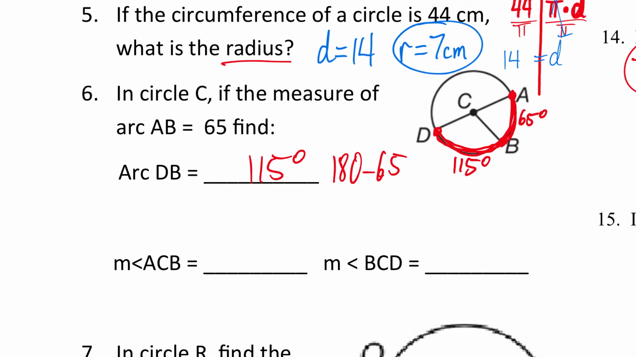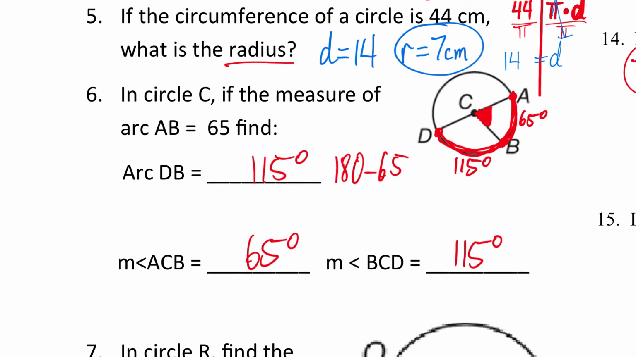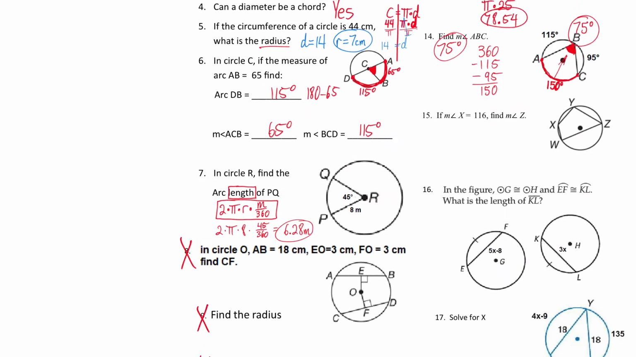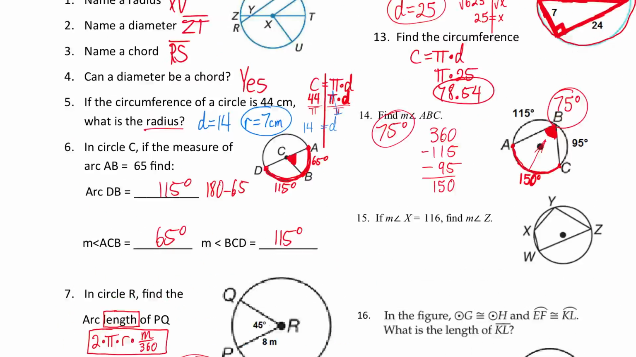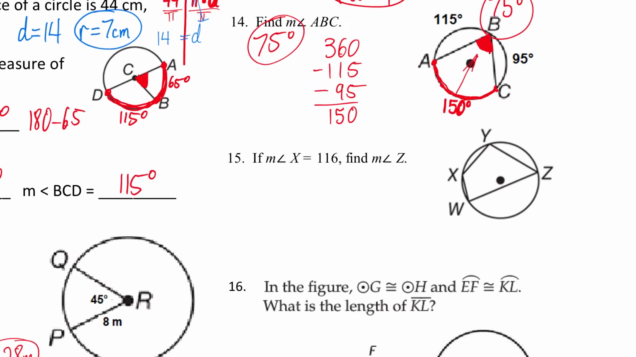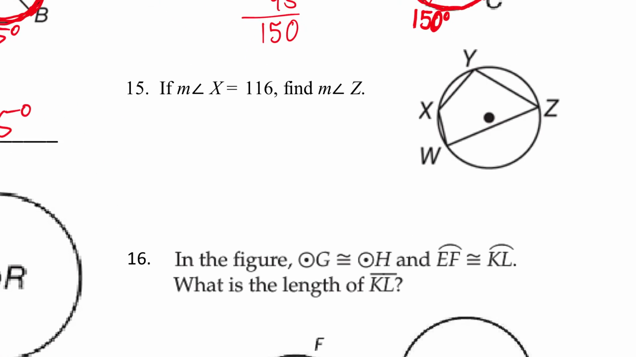Okay, with that right there, how big is angle ACB? It's 65. Oh, I see. And then how big is angle BCD? 115. Okay, that's the same thing as all those other ones. We're good.